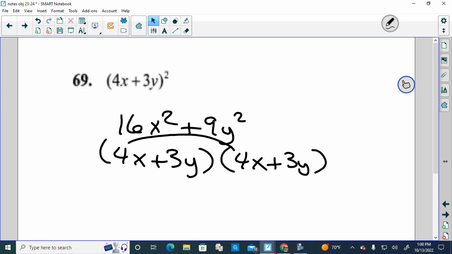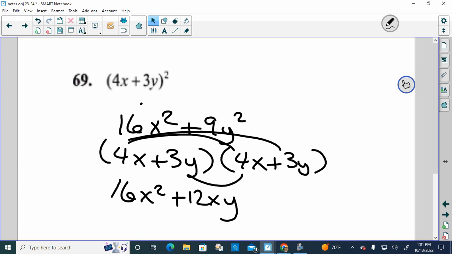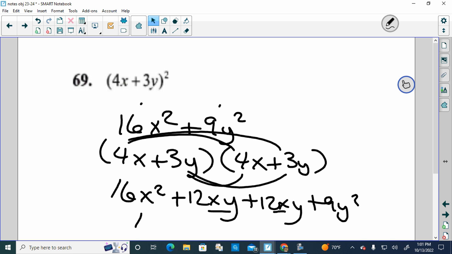Okay, so distributing, which is 16x squared, which is what I got here. Then distributing, so 12xy. What's this next one? 12xy, so alphabetical. And then the last one, 9y squared. So that part was the same as that one, but we're missing the middle term. So combining our two middle ones, right?